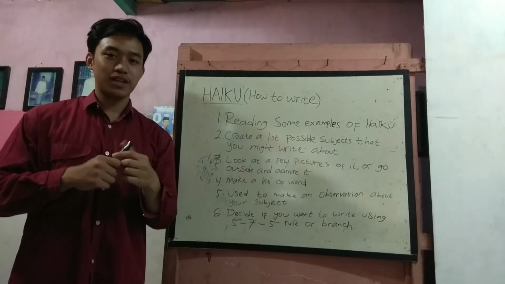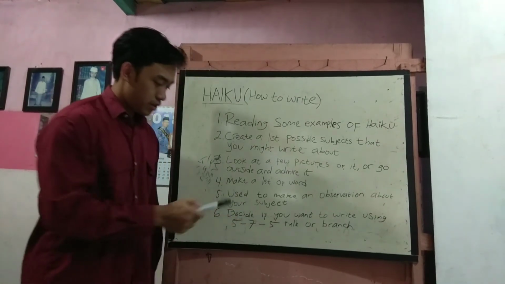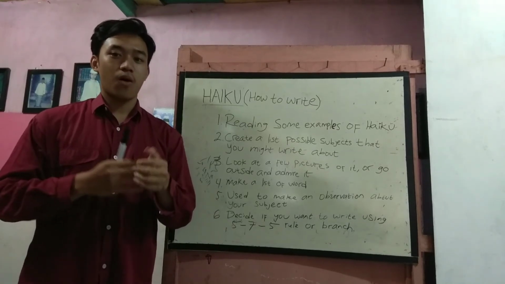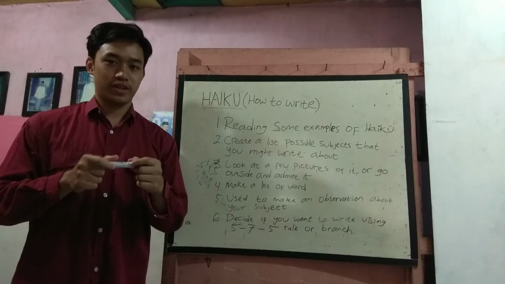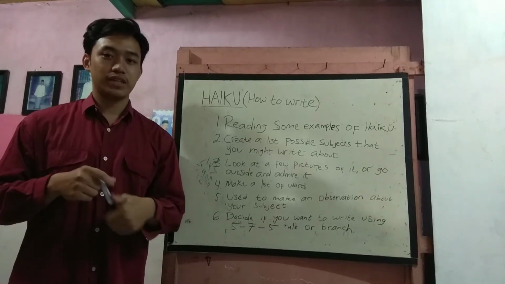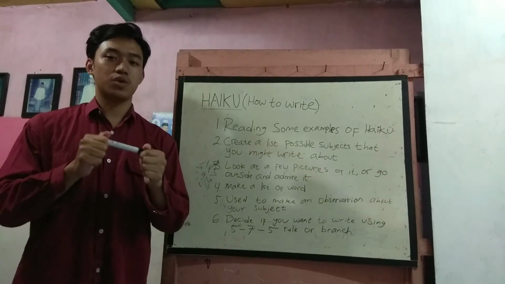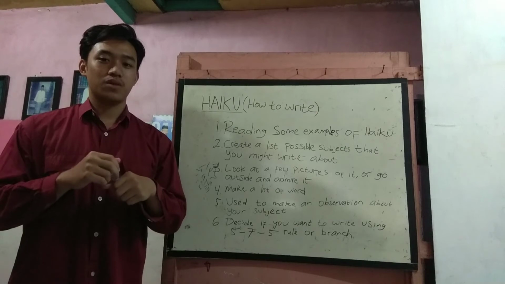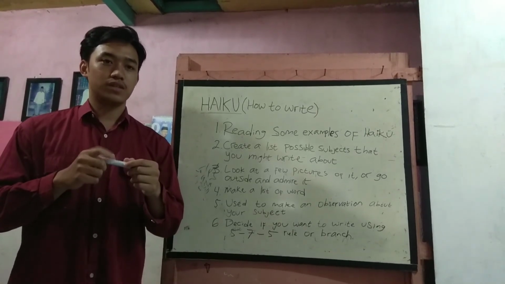And last but not least, decide if you want to write using the 5-7-5 rule or branch outside the limits of this pattern. If you have trouble determining the syllables in a word because you are not sure how to pronounce it, you can look up the word in your dictionary for a count of the syllables.